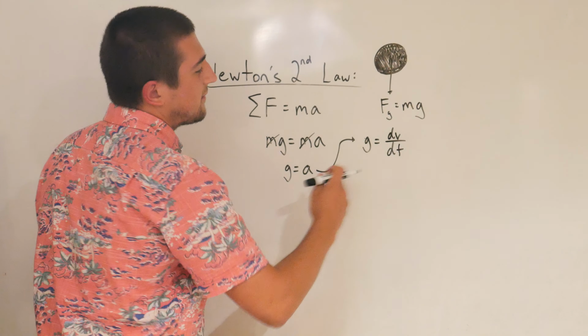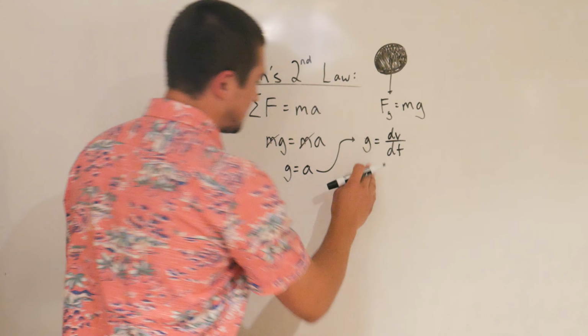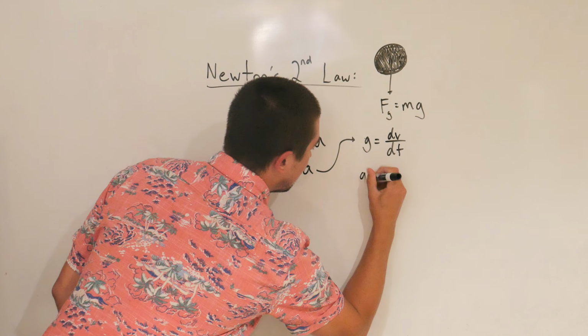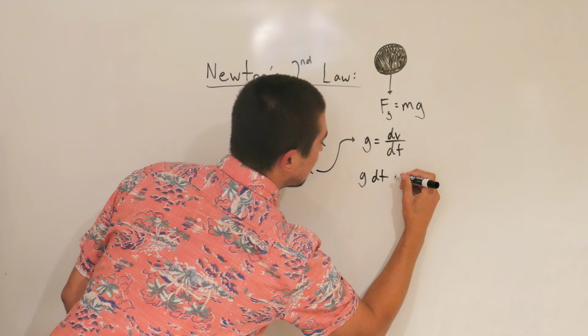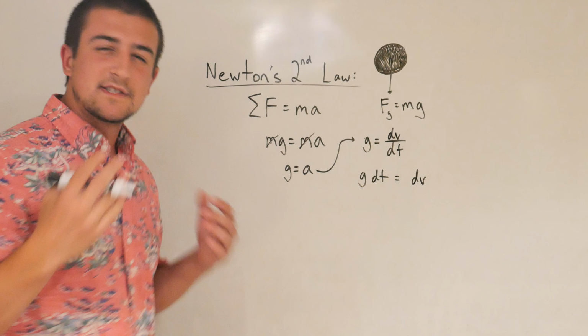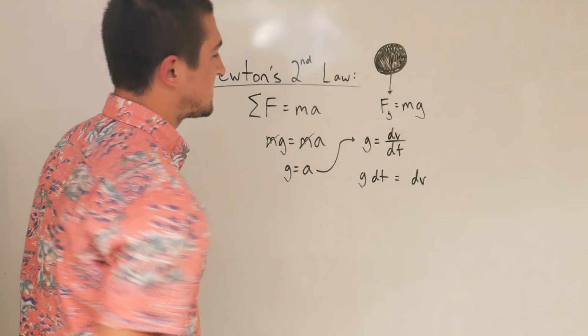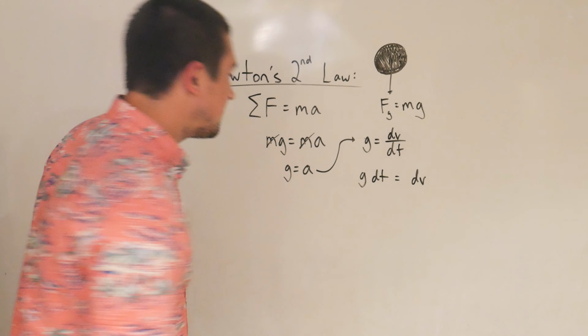So we can multiply both sides of this equation by dt to get rid of it on this side, and so we have g times dt on that side is equal to dv. So we have separated our variables. And now we're in a great position to integrate both sides.